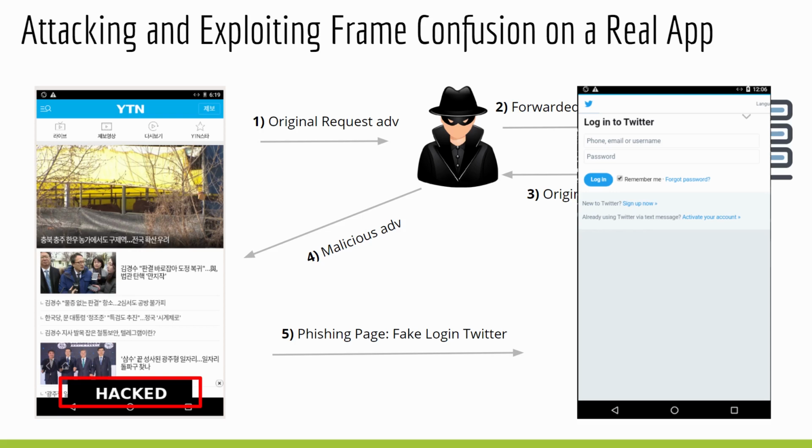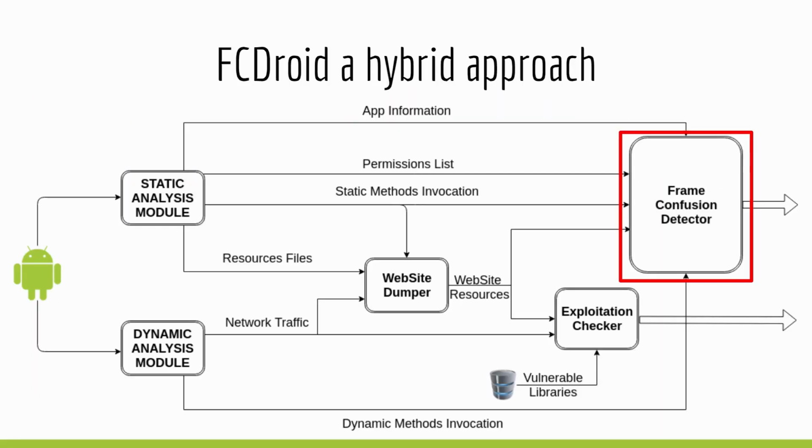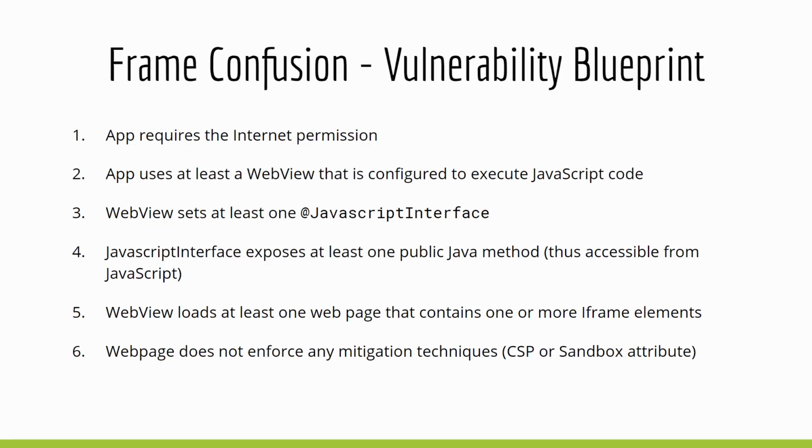Is this condition written in some kind of language, or do you test it by hand? I think he's asking whether you do this by hand or whether it's automatic. In an automatic way. All this information is collected by the frame confusion detector. The dynamic analysis module collects network traffic and dynamic method invocations and sends them to the frame confusion detector. The static analysis module provides the list of permissions and static method invocations, plus the information from the exploitation checker and website dumper. If all this information satisfies the condition that I showed you before, the application is vulnerable.